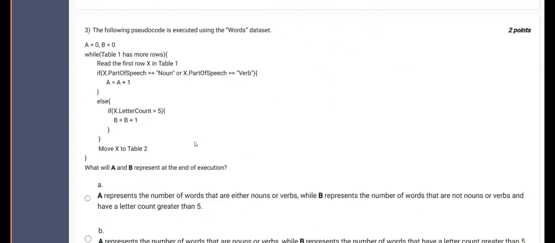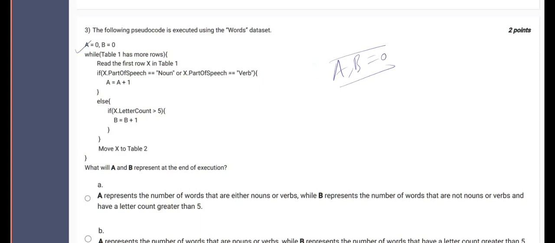Now coming to question number 3. The following pseudocode is executed using words dataset. A and B both are zeros. Oh my god, this is very light. I'll change the pen color. A and B both are zeros.